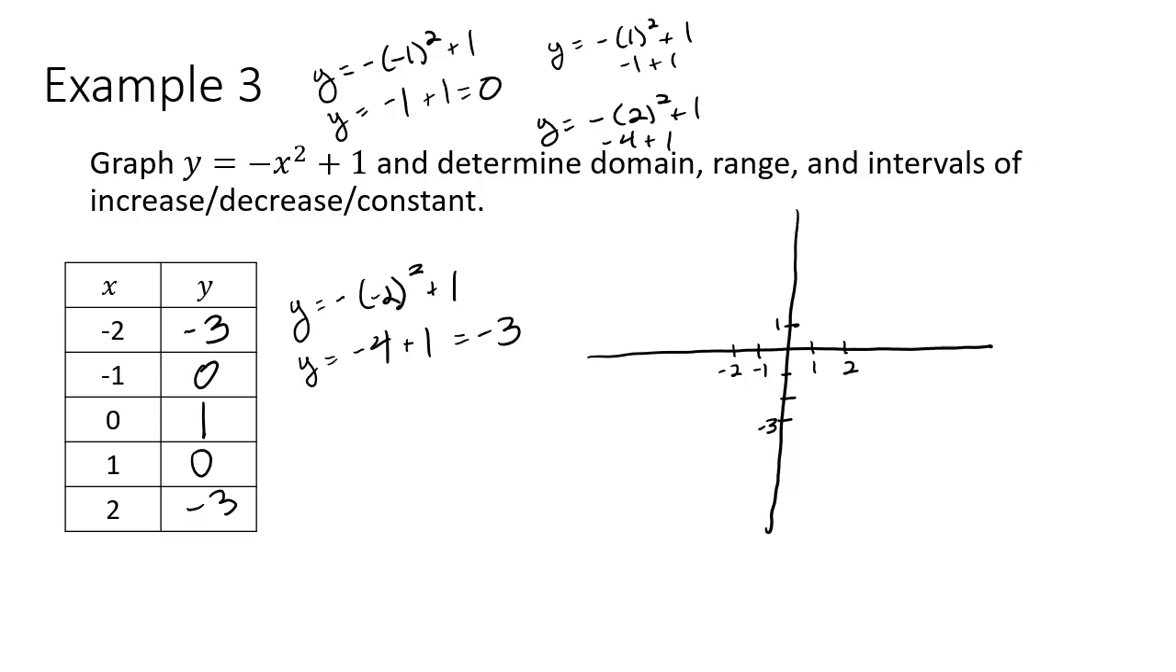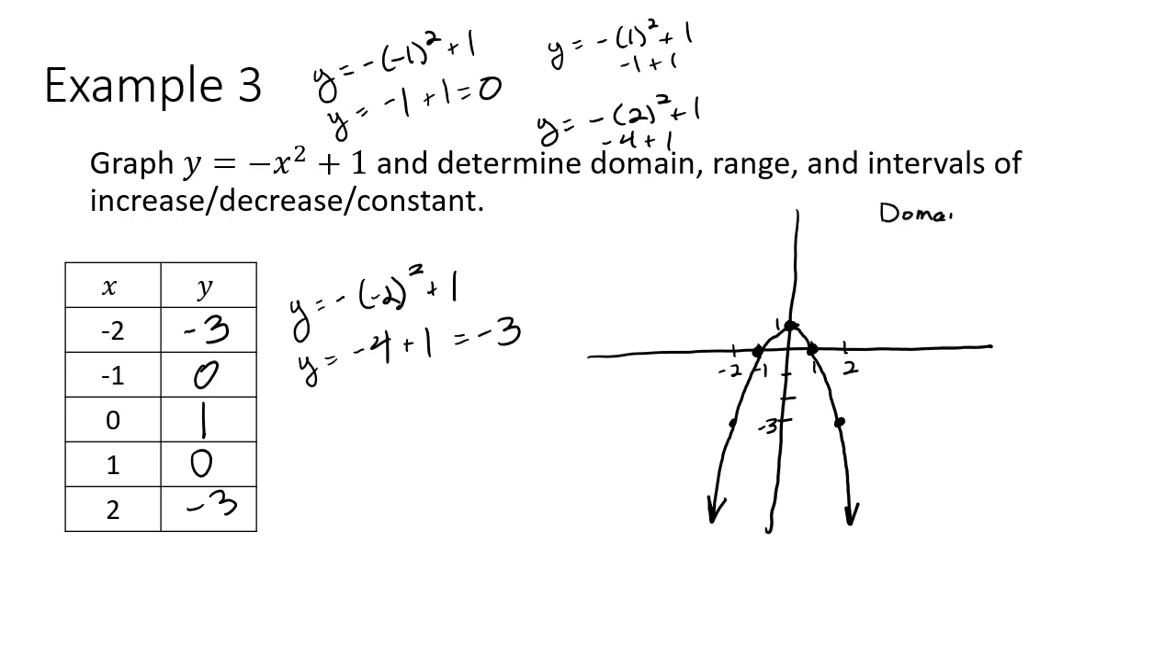All right, so let's see what we got. -2, -3, -1, 0, 0, +1, +1, 0, 2, -3. So you always end up with the same shape of points. And if we connect the dots, again with that rounded curve, we end up with a function that looks like this. So this is an example of a parabola that's opening downwards instead of upwards.